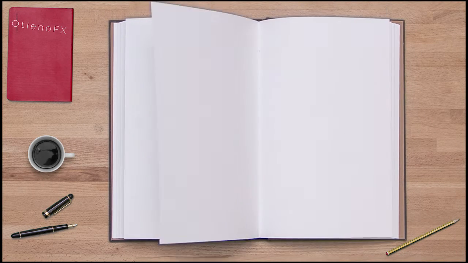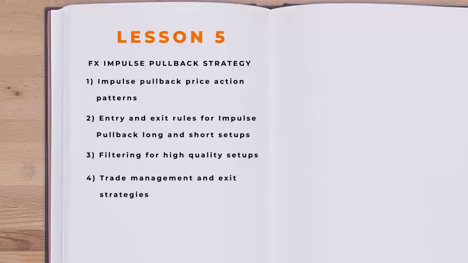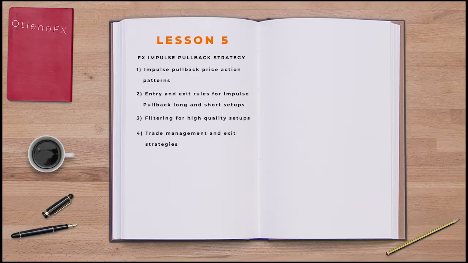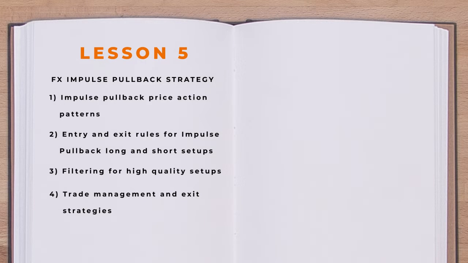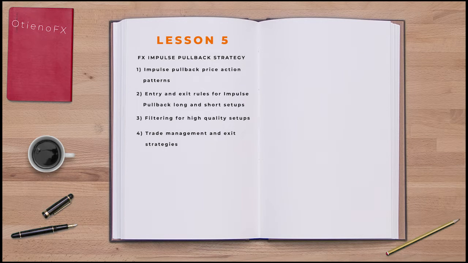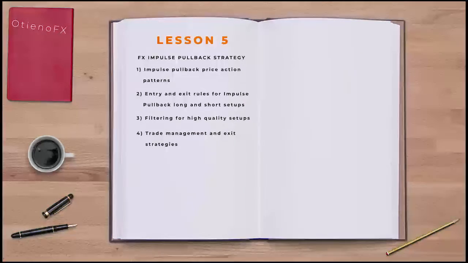Okay, lesson 5, we'll be learning the impulse pullback strategy, a system that will generate consistent profit for you. The first one is about a specific price pattern we call a strategy, with entry and exit rules for long and short setups. How do we filter to take only the high quality trades, and how do we manage trades, right? How do you enter the trade? How do you exit the trades?